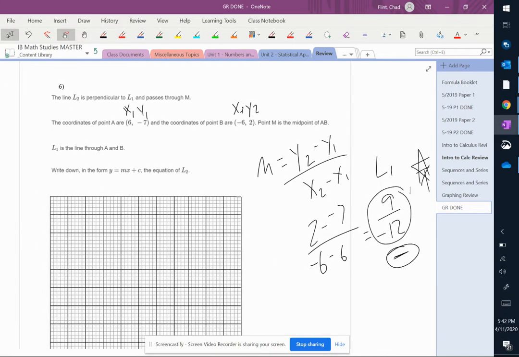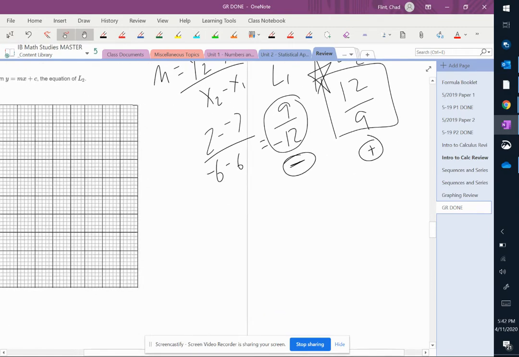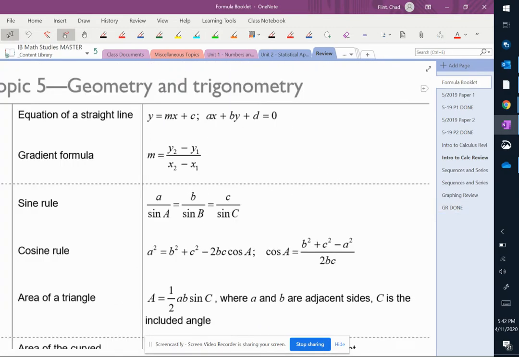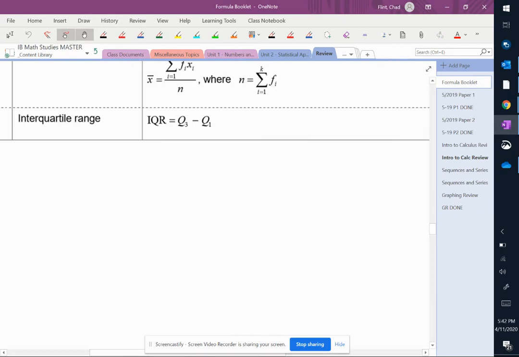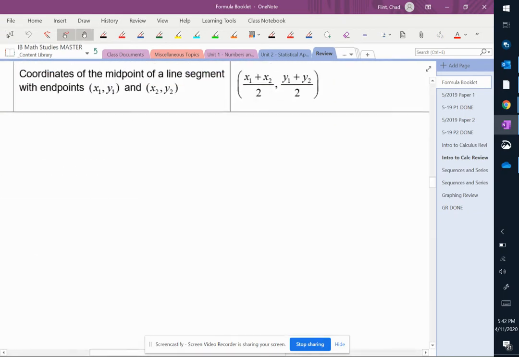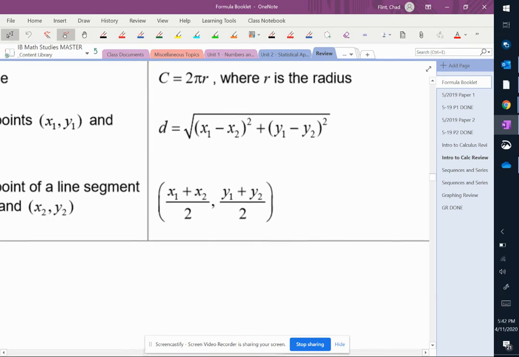It wants the equation of the line that goes through, oh, sorry, I forgot this part. M is the midpoint of AB. So for L2, I'm also going to need the midpoint. So if I go back to my formula booklet, I believe this one was up at the top. There's our midpoint formula right there.